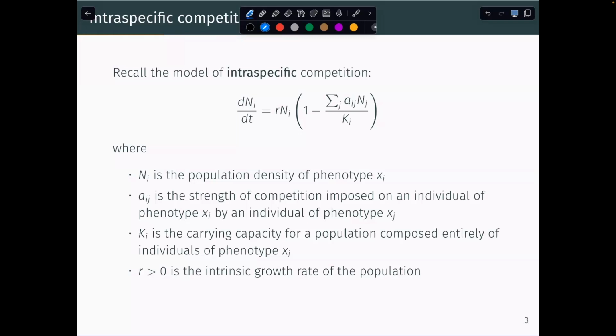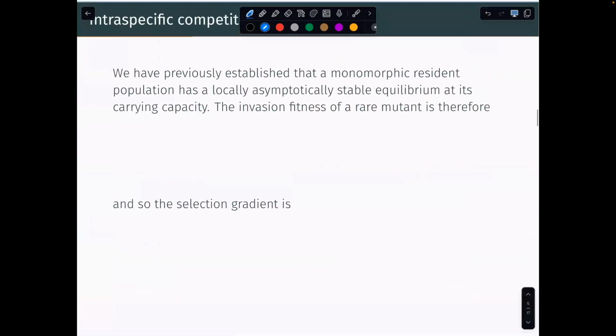And this assumption here ensures that our resident ecological equilibrium, when we just have one phenotype in the population, tends towards Ki. Okay. So we've been through this model a few times. And one of the things that we've established, first of all, is that if R is greater than 0, then we have a locally asymptotically stable equilibrium at the carrying capacity Ki. And then that means we can use adaptive dynamics to write down our invasion fitness of a rare mutant at that carrying capacity. And for ease, usually I write XR for my resident, I'm just going to write X from now on, just to drop the subscripts. You should be familiar with the fact that this is a resident type thing.